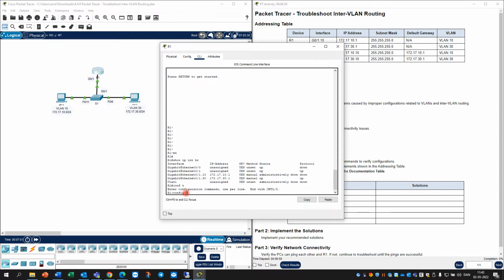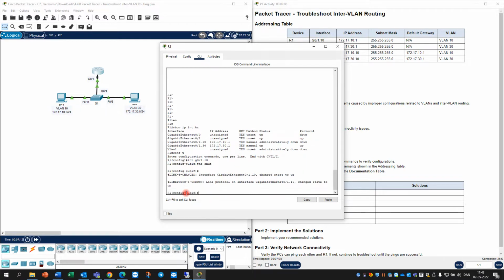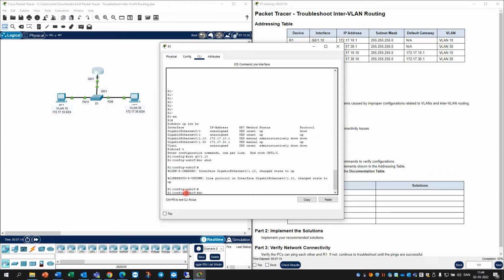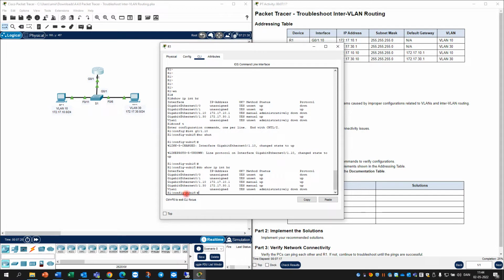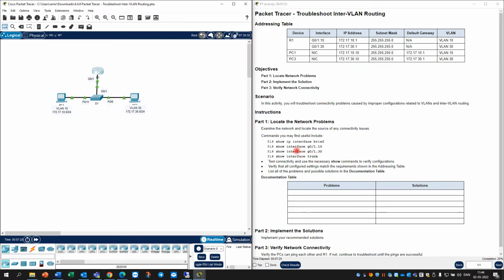You should go to conf t, and at the same time we can fix the problem. Interface G0/1.10, and you can write no shutdown. And you can see at the same time it will be up. Use show ip interface brief with the do command, and you can see it is up. It was the first problem here.